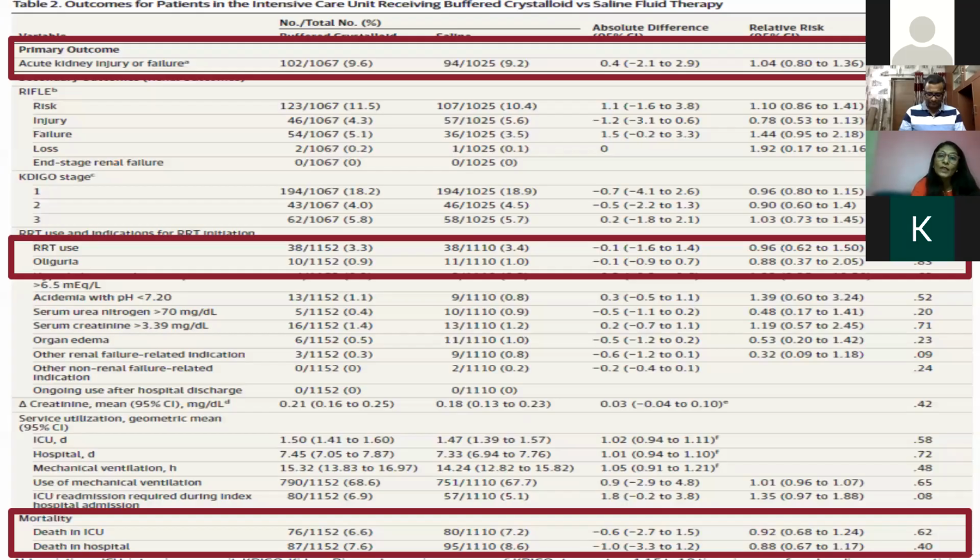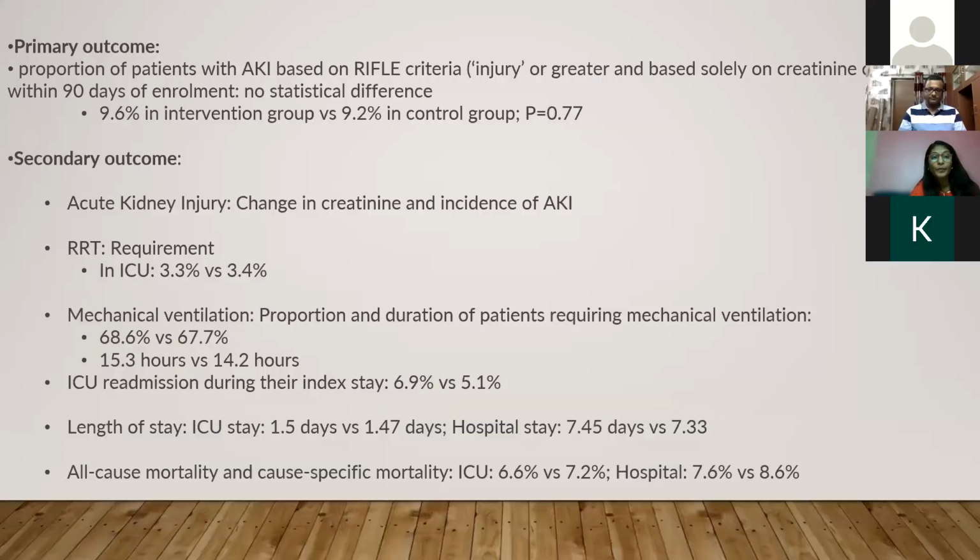The endpoint was that acute kidney injury occurred in 102 of 1067 in the balanced group compared to 94 of 1025 in the normal saline group, and the p-value was 0.77. There was no significant difference in RRT use or oliguria, and no significant difference in death in ICU or death in the hospital. So the primary outcome of AKI and the secondary outcomes of RRT, mechanical ventilation, or mortality all did not show much significance.